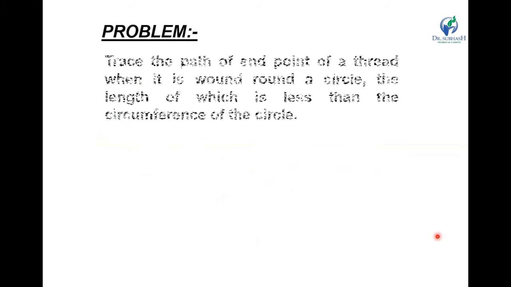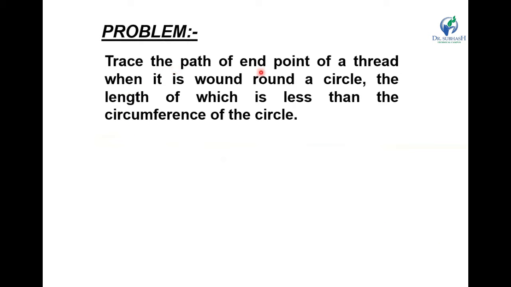Now one more problem. Trace the path of the end point of a thread when it is wound round a circle, the length of which is less than the circumference of the circle. Here we have to wind a thread on the circle, and the length required for the thread is equal to pi d, but here the length of the thread is less than the circumference of the circle.